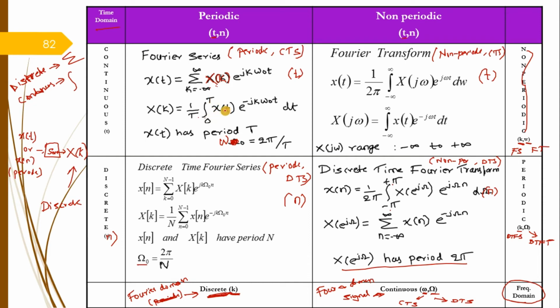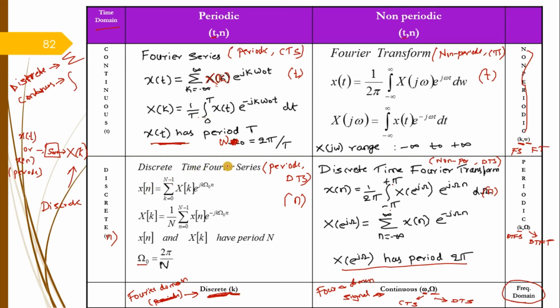Discrete time or continuous time, that you should make a decision. If it is discrete time, apply summation. If it is continuous time, apply integration operation. And if it is periodic in nature, what is periodic here? Your time domain signal is periodic, so this is time domain, so I take 1 over T. Okay, and for periodic signals, x of t has a period, omega naught is equal to 2 pi by T. X of t has a period.